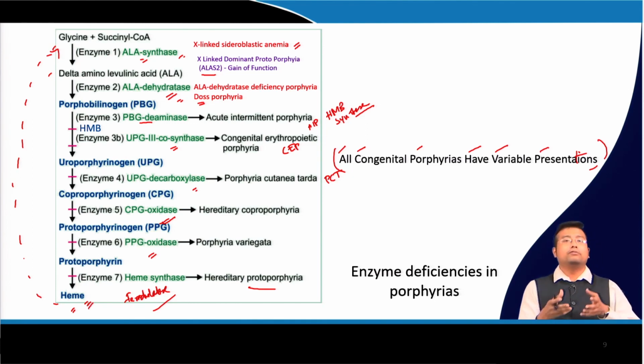So, all of this leads to a peculiar disease which is also very rare, a gain of function mutation, and the name of the disease is X-linked dominant protoporphyria. As you have guessed by now, the inheritance is X-linked dominant, on the sex chromosome, not autosomal, unlike the other porphyrias.